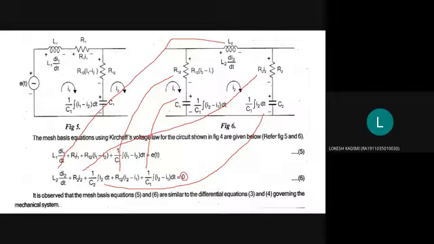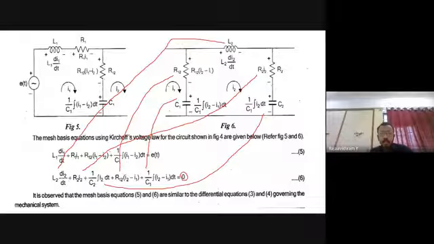V is equivalent to I into R, where V is the applied voltage and I is the current flowing in the circuit. If there is only resistance, it is I into R. If there is a capacitance, it is 1 by C into the integral of I2 minus I1 or I1 minus I2. If there is an inductance, it will be L into di by dt. So the summation of the voltage drops across each electrical element is the output side. Now you check whether it is right or wrong.